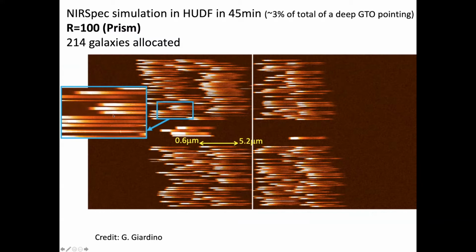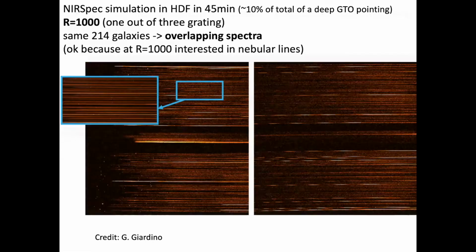And you can see each of the individual continuum spectra are traced by these tiny tracks surrounded by the continuum. In some cases, you also see emission lines. And each of these spectra covers simultaneously the wavelength range from 0.6 to 5.2 micron, which I always find impressive. And this is the equivalent simulation with one of the three medium resolution gratings, with a resolution of about 1000.